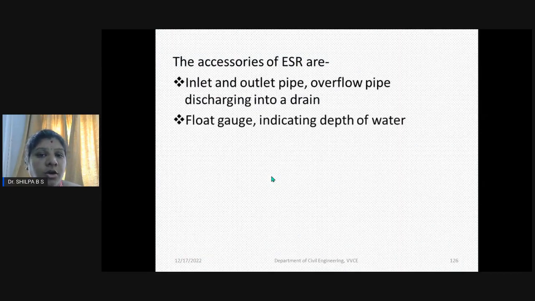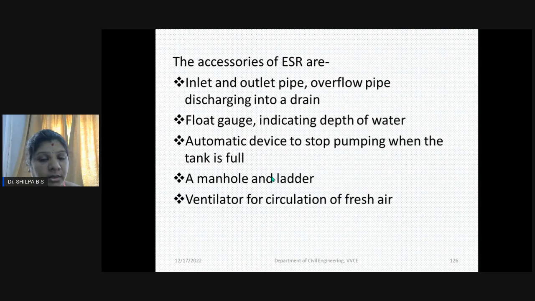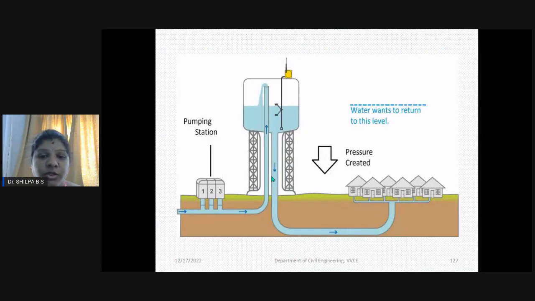The accessories of the elevated service reservoirs are the inlet and outlet pipe, overflow pipe, discharge into the drain, the float gauge indicating the depth of water, the automatic device to stop the pumping when the tank is full, a manhole and ladder for in and out movement, and ventilation for circulation of free, fresh air. Okay, so this is how the elevated storage reservoirs will be.